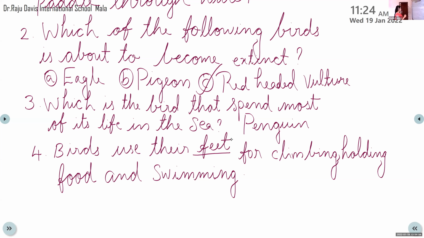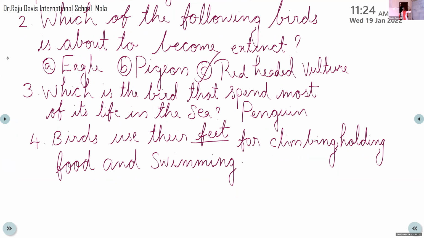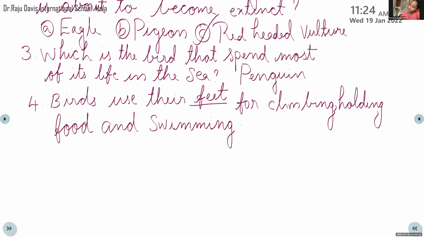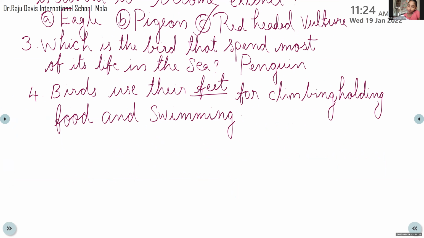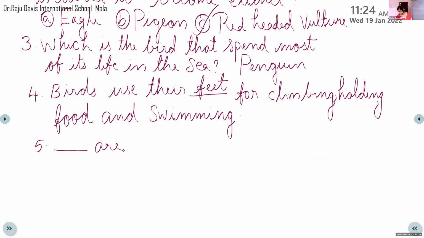One more question is there from this chapter. Question number 5. There are long, curved nails present on the feet of birds.